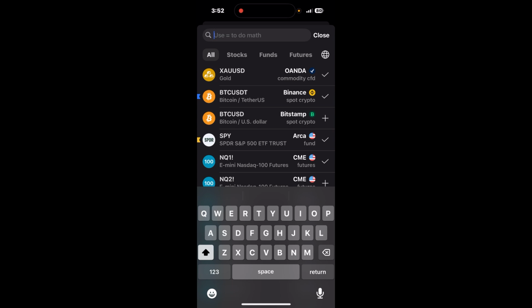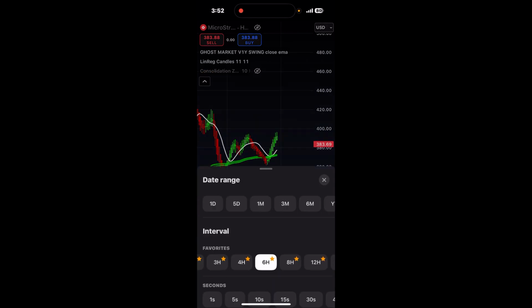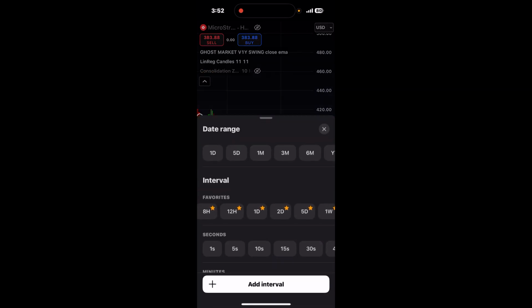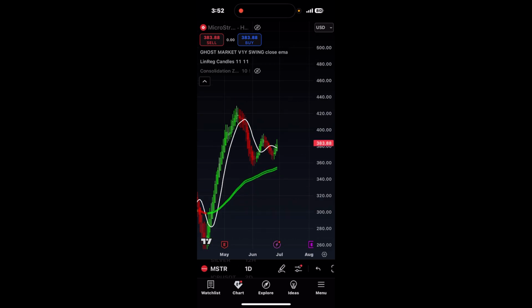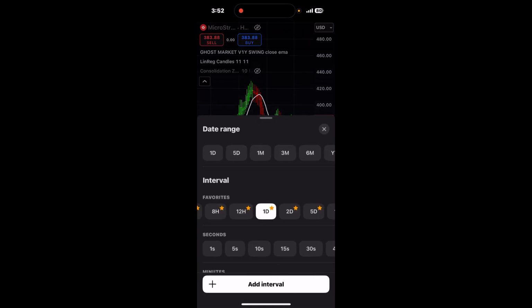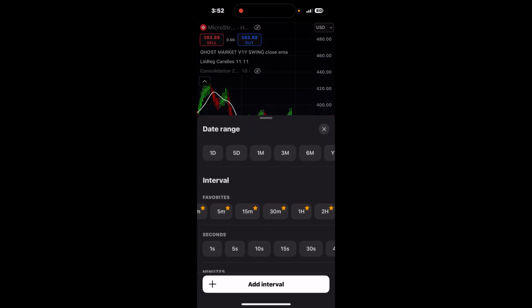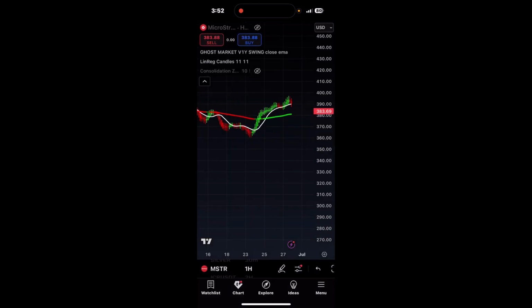So real quickly, let's just look at another stock. Let's just do MicroStrategy. And we're first going to identify the direction by looking at the day. And we can quickly identify that the direction is going up. So up is the direction we want to focus on. If we look at the 6 hour, up is the direction that it's going. So now what we're doing is we're going to focus on the hour.